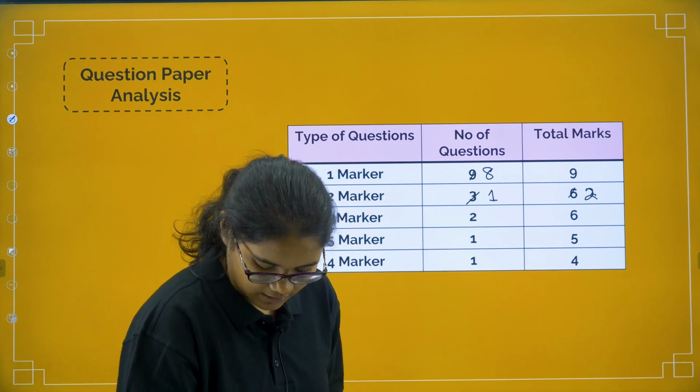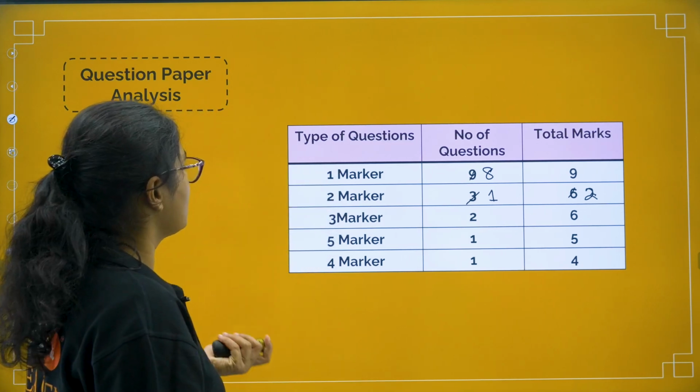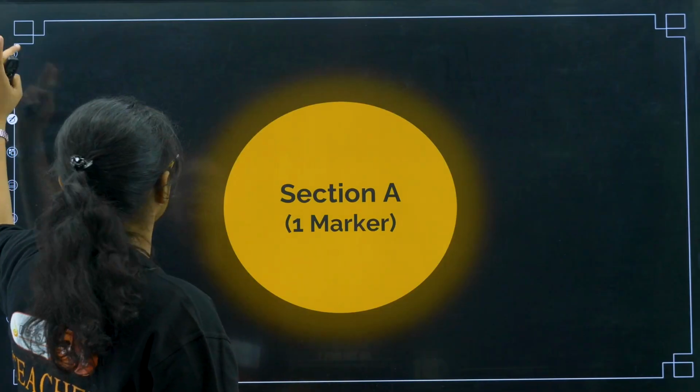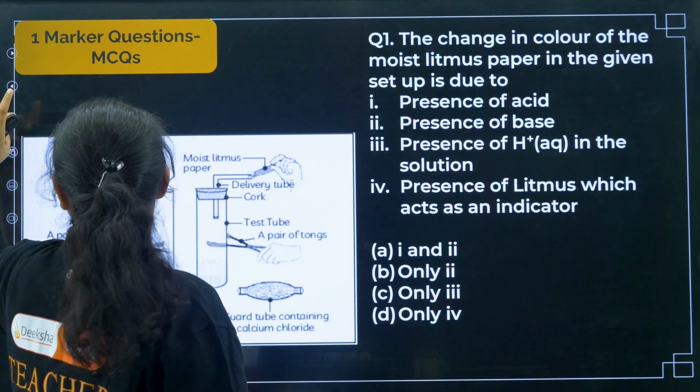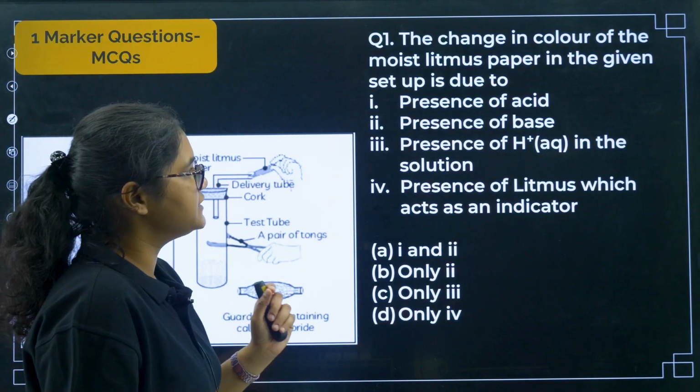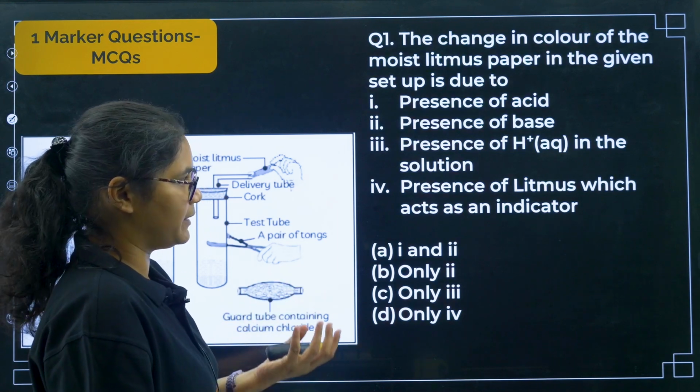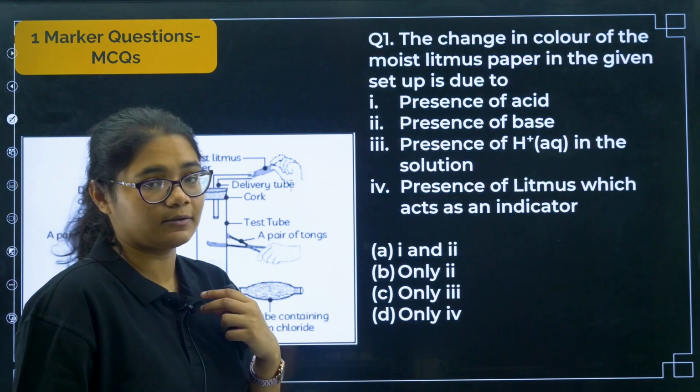Now let us see the first question, that is question number 1. The change in color of the moist litmus paper in the given setup is due to.